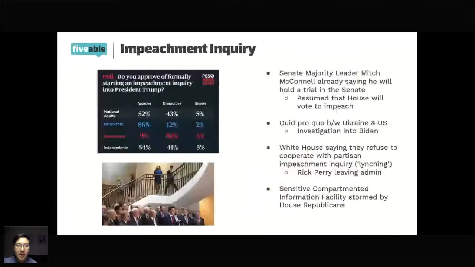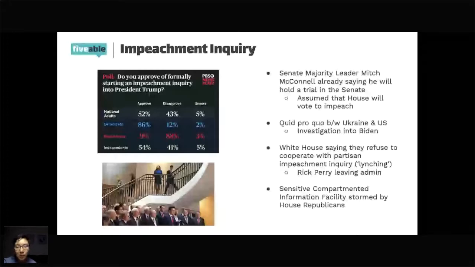So as you can see in that top left picture from PBS NewsHour, we've seen that 86% of Democrats agree with formally starting an impeachment inquiry into President Trump, and 88% of Republicans disapprove of it. And nationally, it's about 52 to 43. So there is a majority of Americans agreeing that there should be an investigation into whether or not President Trump should be impeached.